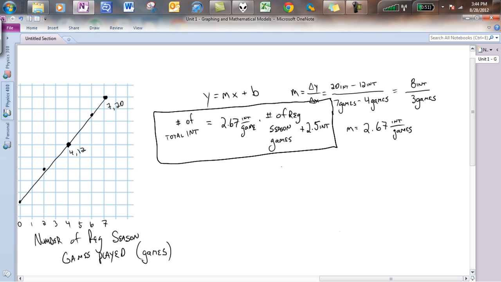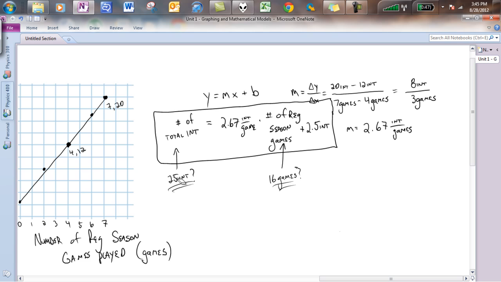From this mathematical model, I can look here and I could say, what if we played 16 games? I can see how many total interceptions I would have by just plugging that in. Or better yet, what game will I be at when I have 25 interceptions? Notice how we didn't take any data on this, but if this trend continues, we could start making predictions.